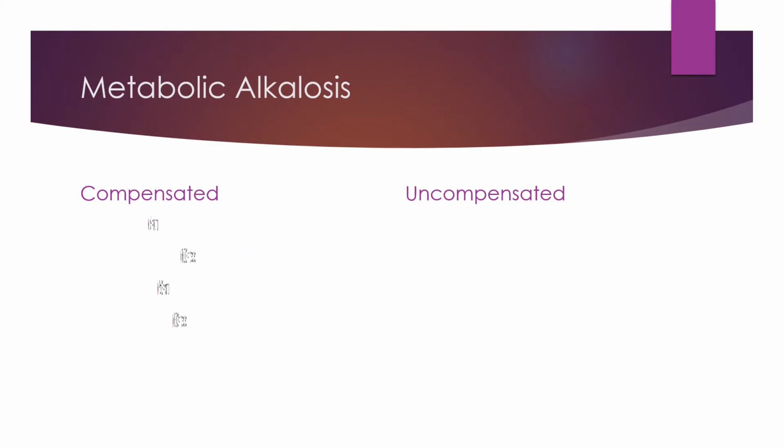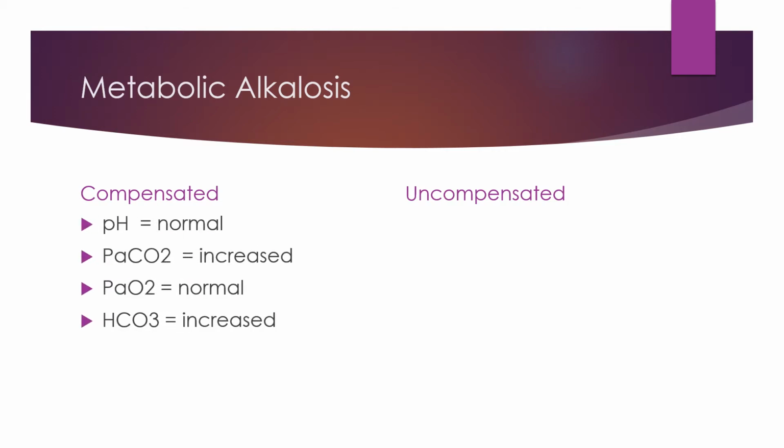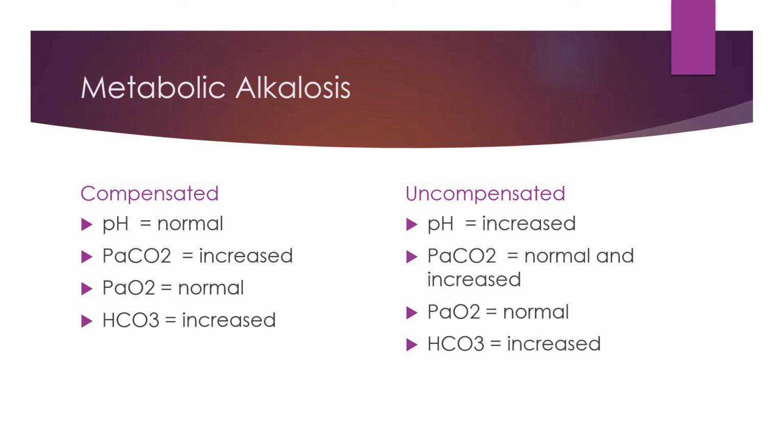In compensated metabolic alkalosis, the pH will be normal, the partial pressure carbon dioxide increased, the partial pressure oxygen normal, and the bicarbonate increased. In uncompensated metabolic alkalosis, the pH will be increased, the partial pressure carbon dioxide normal and/or increased, the partial pressure oxygen normal, and the bicarbonate increased.